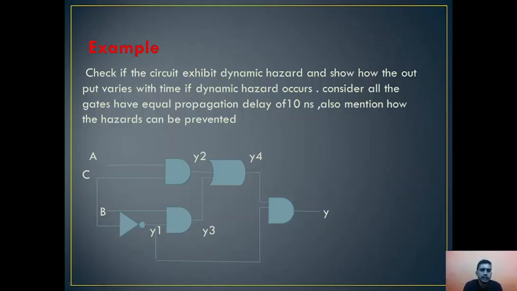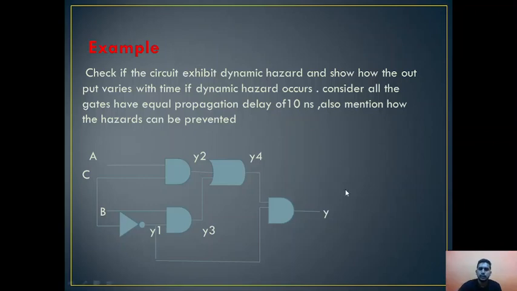The example question is: check if the circuit exhibits dynamic hazard and show how the output varies with time if dynamic hazard occurs. Consider all the gates have equal propagation delay of 10 nanoseconds. Also mention how the hazards can be prevented. In this question, we have a propagation delay of 10 nanoseconds and the circuit is given.